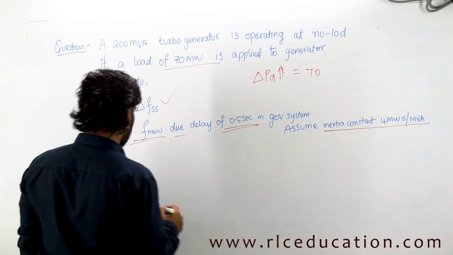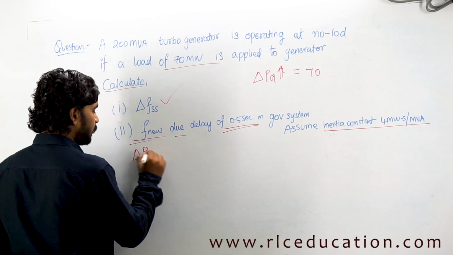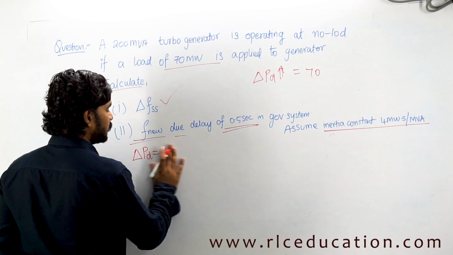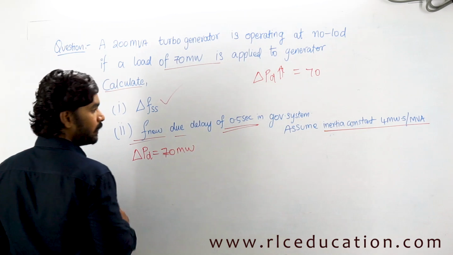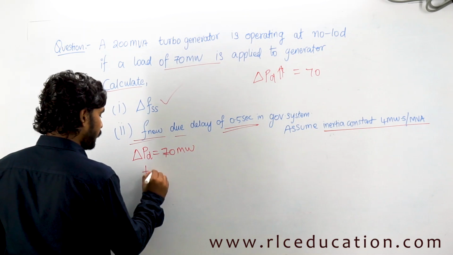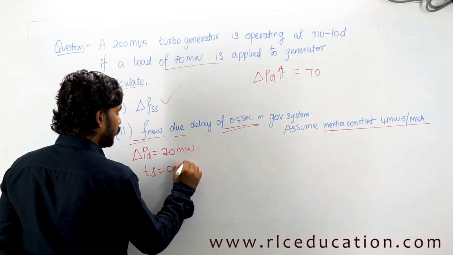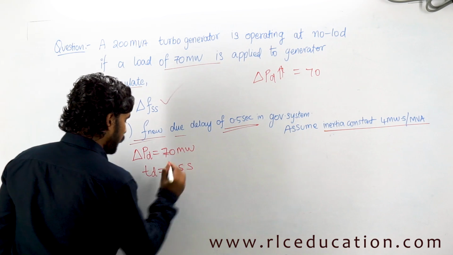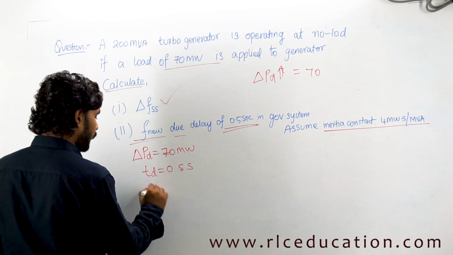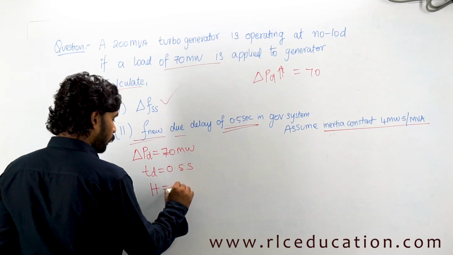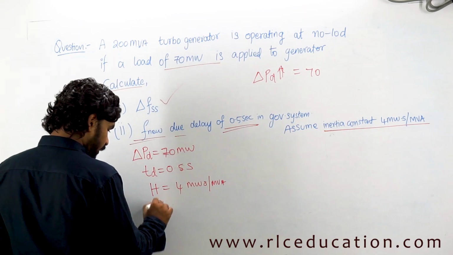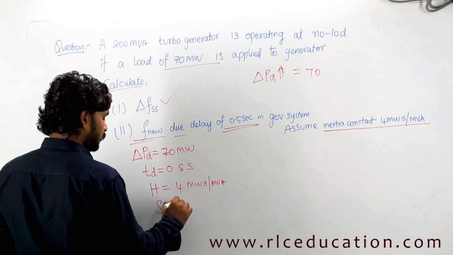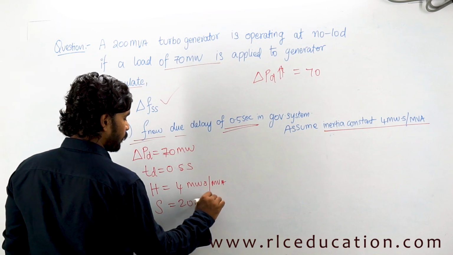So let us write down the given data. PD is given as 70 megawatt. He has given you the value of time delay TD is equal to 0.5 seconds, and the value of inertia constant H is equal to 4 megawatt second per MVA. The rating of the system S is given as 200 MVA.